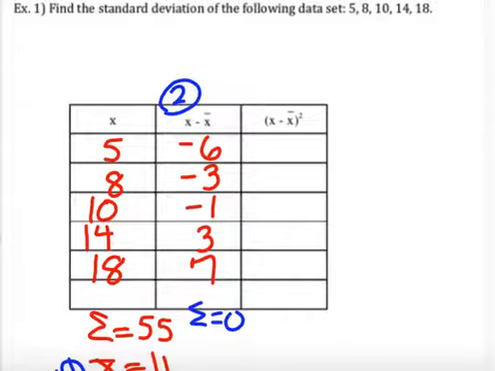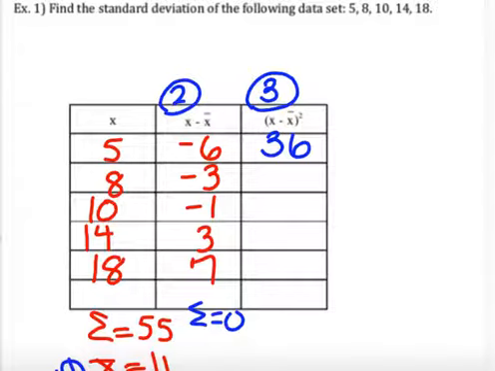Okay? Step 3 is to square each of those numbers. When you square a number, you take it times itself. When you take a negative times a negative, you get positive. So negative 6 times negative 6, negative 36. Positive. Positive 36.